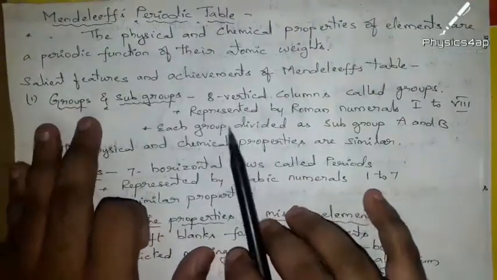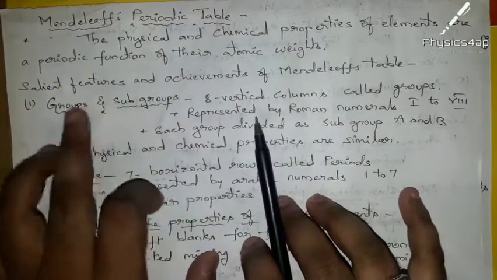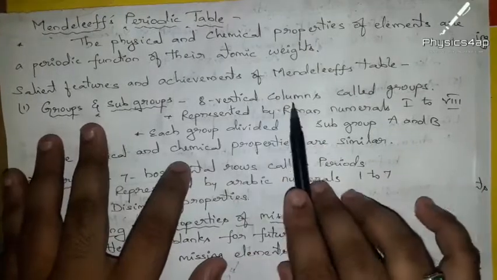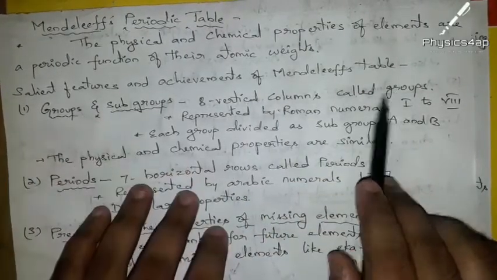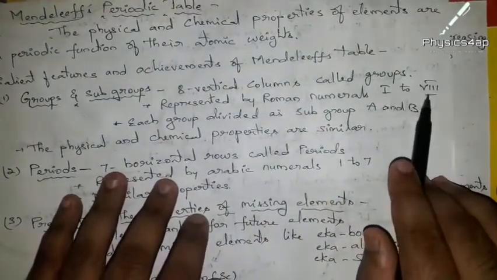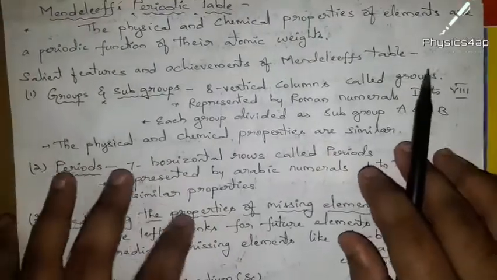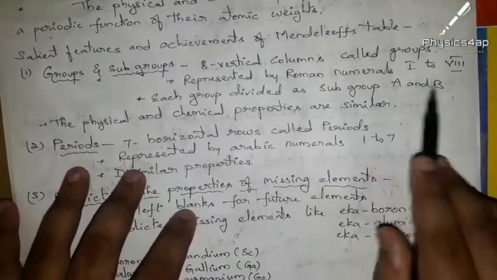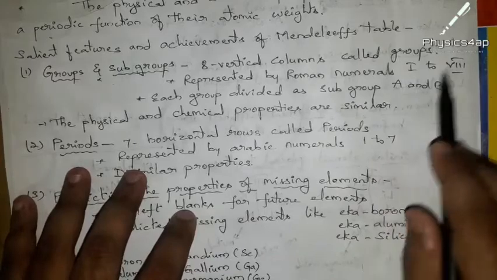First he divided the table into groups, and the groups into subgroups. In his periodic table we have 8 vertical columns. These 8 vertical columns are called groups, and they are represented by the Roman numerals 1 to 8, that is Roman 1, 2, 3, 4, 5, 6, 7, 8. Each group is divided into subgroup A and subgroup B, like 1A, 1B, 2A, 2B, 3A, 3B.